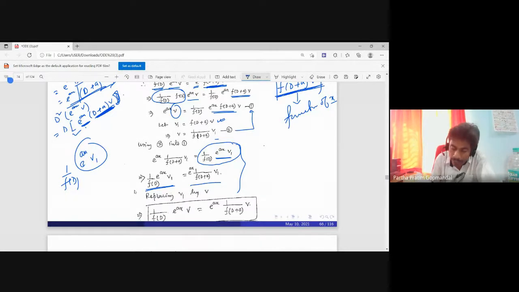See, e to the power x is now free from any differential operator. Only this term involves the derivative operator or integration operator, because it depends on the form of the function. So you can take e to the power x out of the operator. This is the formula. In general, instead of v1, you can write v. Here we are not replacing v by v1; instead of v1, we are writing again in terms of v.